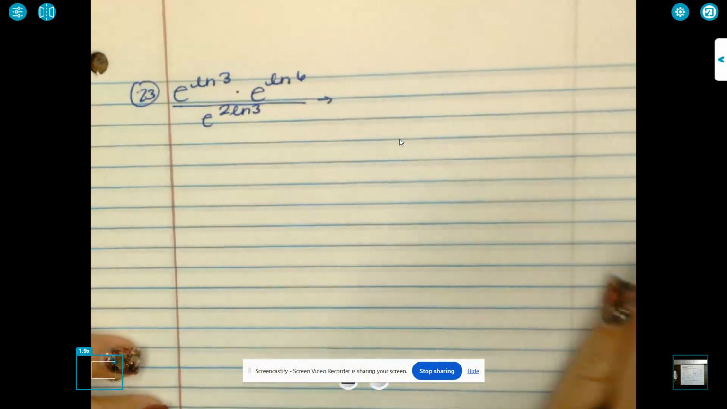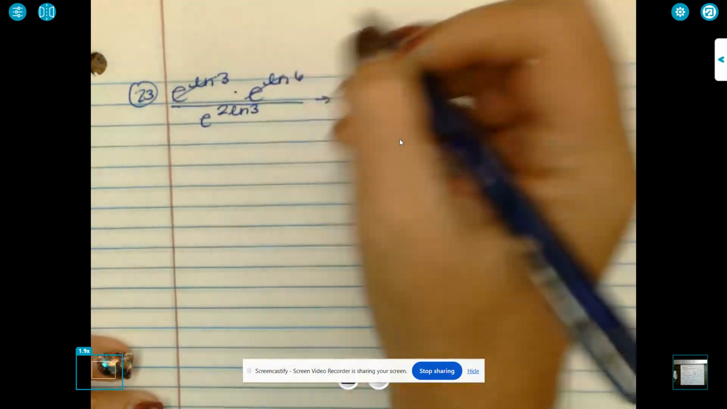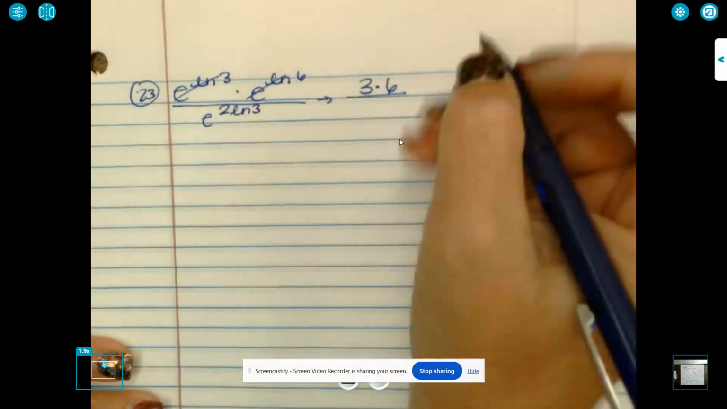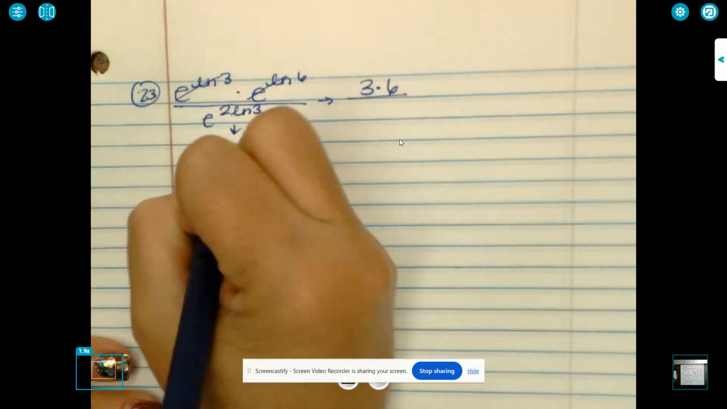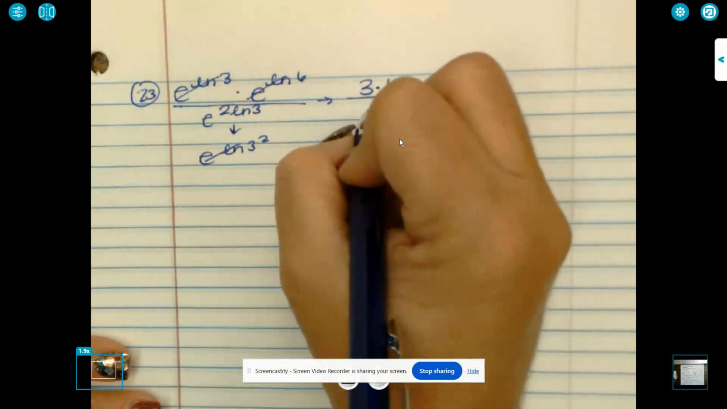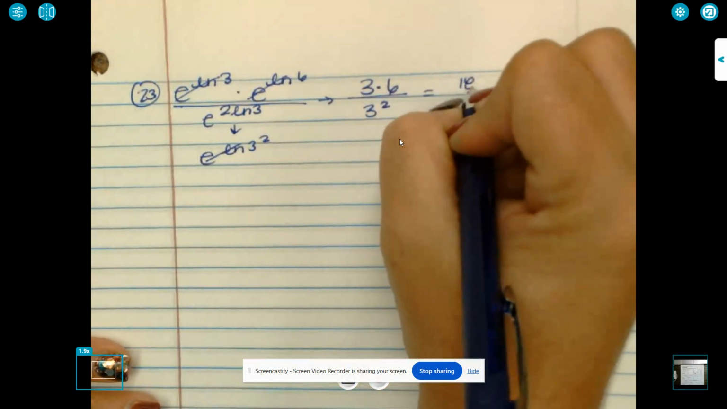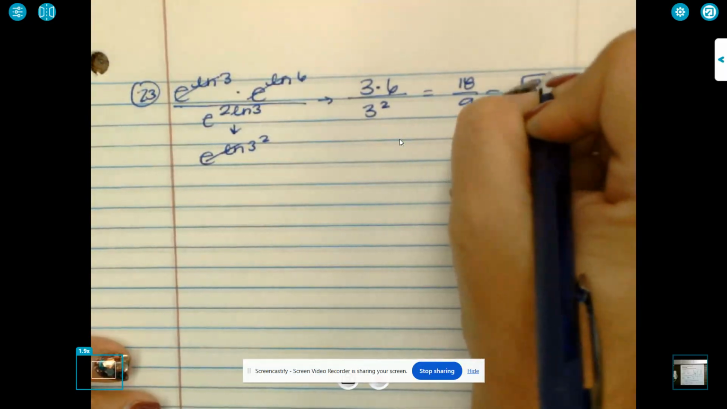Okay, so top's pretty easy. Remember, e's and ln's are going to cancel, right? So we just have 3 times 6. Don't forget, this becomes e to the ln of 3 squared before it can cancel. So divided by 3 squared, which is 18 over 9, giving me a value of 2.